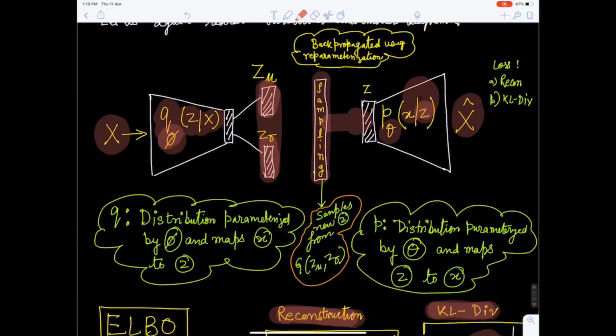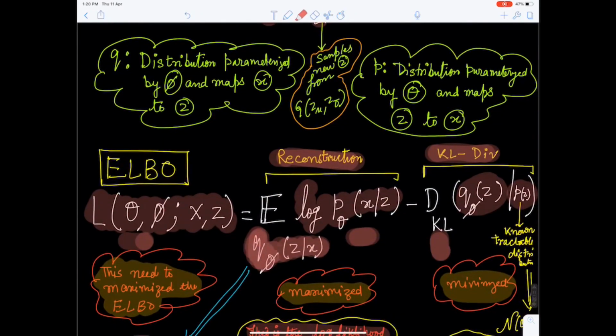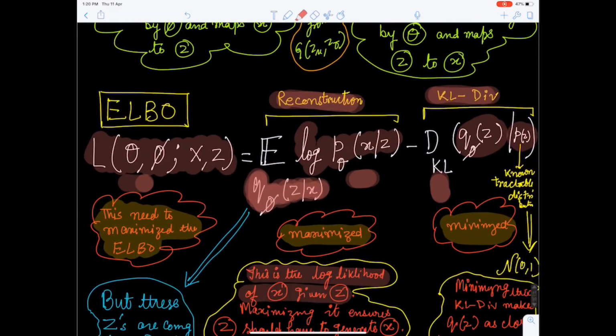Just check it again over here. This is your encoder Q, which is parameterized over phi. It is going to get an x and has to give me a z. Now the decoder has to be trained in such a way that whatever the distribution from which the encoder is giving multiple z's, if I take something from there, I get a new z. Given this z, I have to generate an x. I have to maximize this probability. But z's are coming from my encoder, which is written over here.